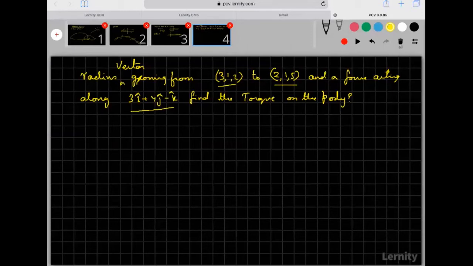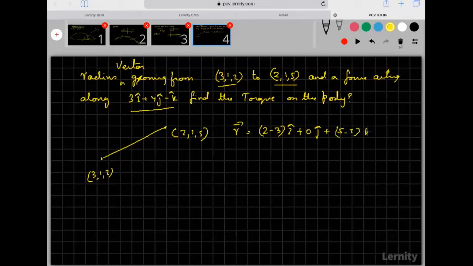So the radius vector is going from (3, 1, 2) to (2, 1, 5). Assume all distances are in meters. So r vector will become equal to the final vector minus the initial vector: (2 minus 3) i cap plus 0 j cap plus (5 minus 2) k cap. So when I work this out, it becomes minus i cap plus 0 j cap plus 3 k cap.